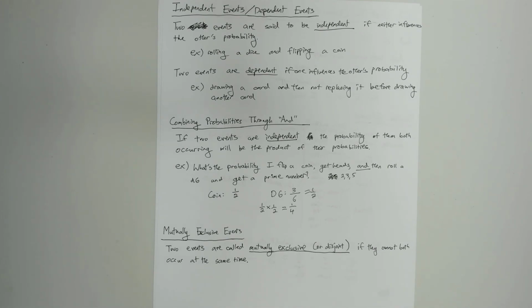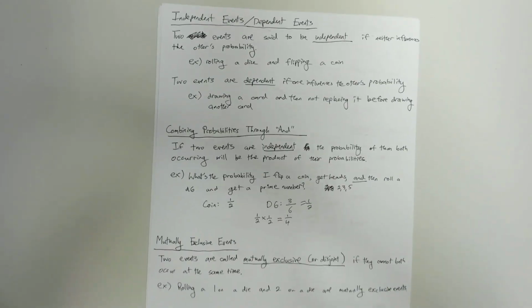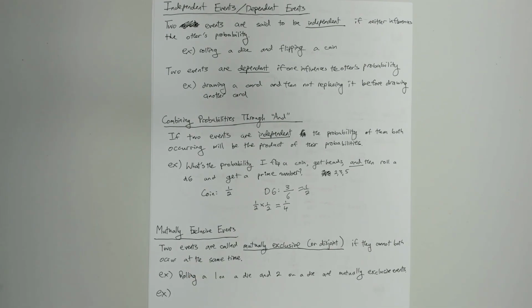So what would be an example of that? Well, can I roll a 1 on a die and also roll a 2 on a die at the same time? No, right? They're mutually exclusive events. They can't both occur. An example of something that wouldn't be mutually exclusive: what about rolling a 1 on a die or rolling an odd number on a die? Those events could both happen, right? Because if you roll a 1, that's an odd number. So those wouldn't be mutually exclusive events.